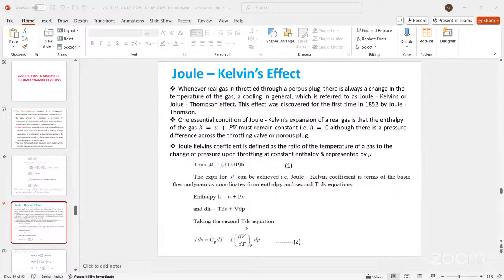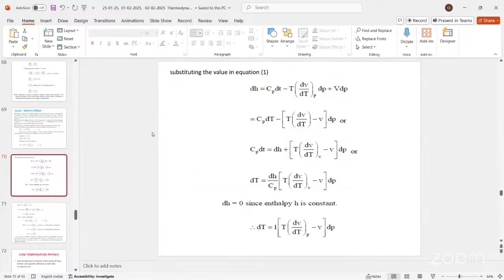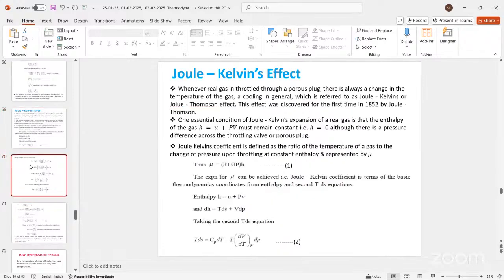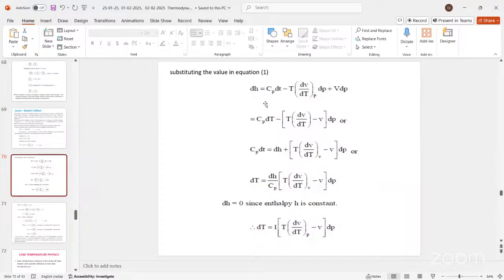Taking the second TdS equation, we get TdS is equal to Cp dT minus T (dV by dT) at constant p dP. Substituting this equation into the enthalpy equation, we will get dH is equal to Cp dT minus T (dV by dT) at constant p dP plus V dP.